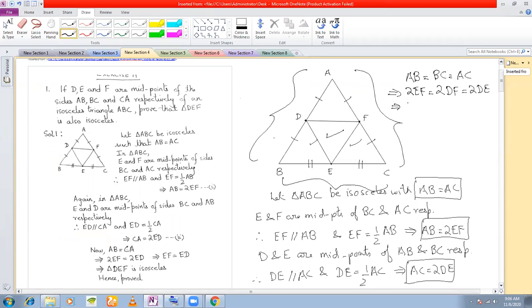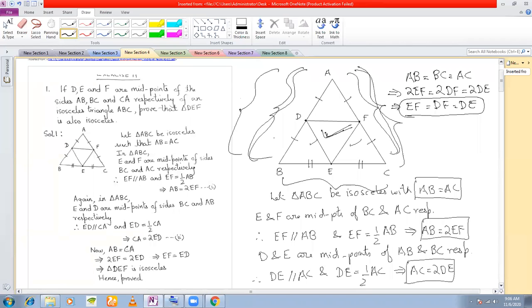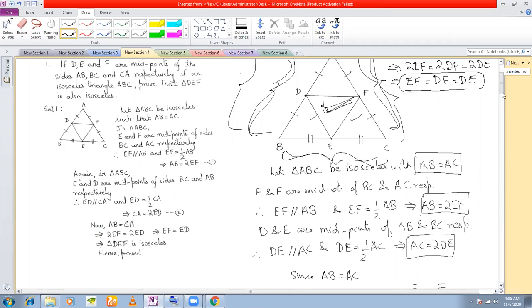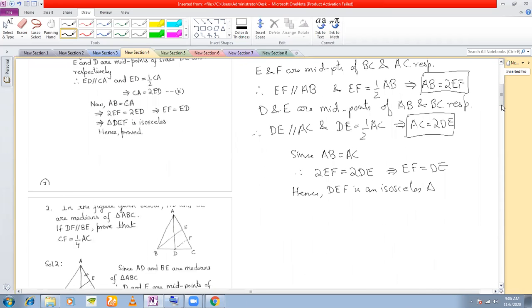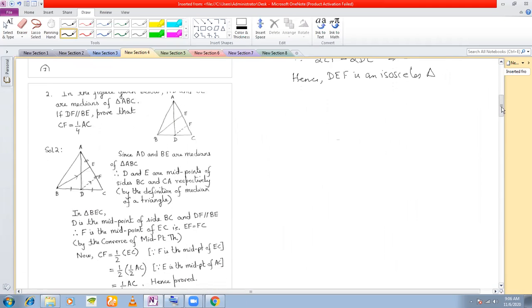So therefore, what are you getting? You're getting EF is equal to DF is equal to DE. So therefore, you have proved that all three sides of this triangle are equal, so this must be an equilateral triangle. So if this triangle is isosceles, then this triangle is isosceles. If this triangle ABC is equilateral, all three sides are equal, then the inside triangle will also be equilateral. There's a variation of this problem in the textbook itself, so you can refer there if you're solving that problem, and then you can do this.